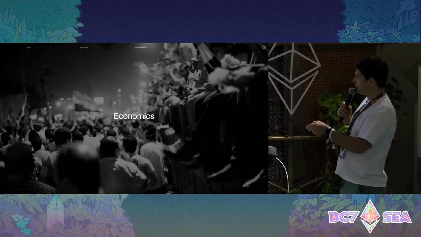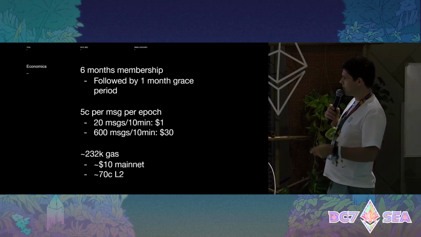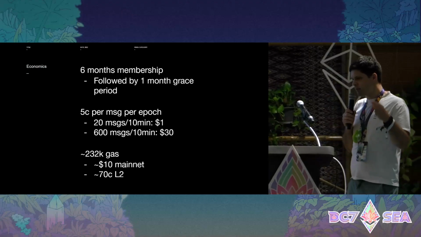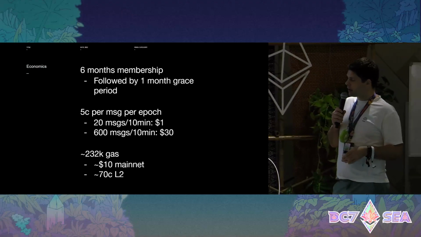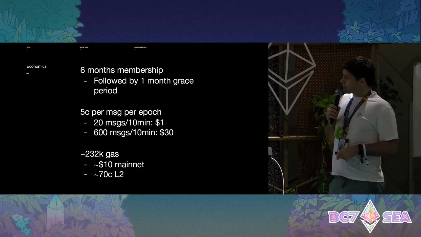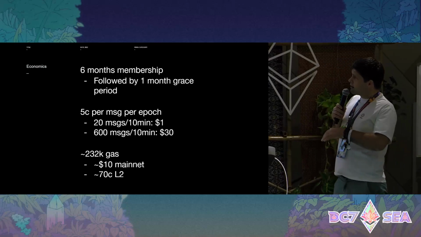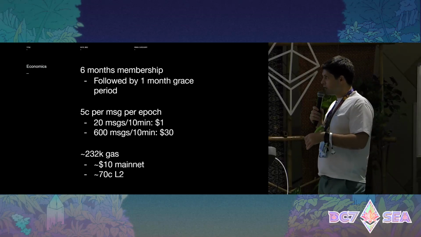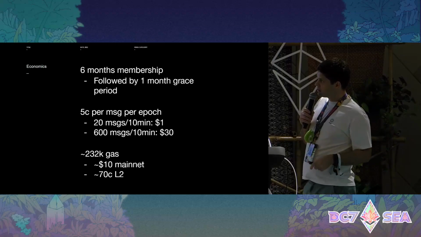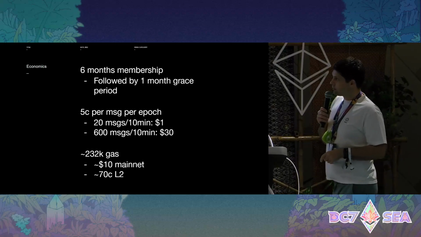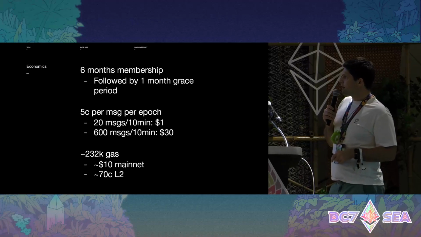All right, so economics. We now assume we're going to make people pay to buy a membership. We went for a 6 month membership: you buy a membership, and it's valid for 6 months. At the end of 6 months, you have a 1 month grace period. At the moment, we went for a linear price. We say, let's pay 5 cents per message per epoch for your rate limit. So if you buy the lowest membership, which is 20 messages per 10 minutes, you pay $1. And if you go for the highest rate limit, you pay $30.